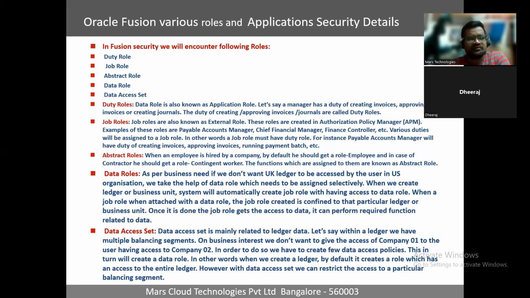So the basic purpose of this is when you want to maintain secure data. Let's say you have 3 BUs, business units: India, Japan and UK. The UK data you don't want to share with India. Similarly, India data you don't want to share with UK. So if you want to maintain security, then you use the data access set.